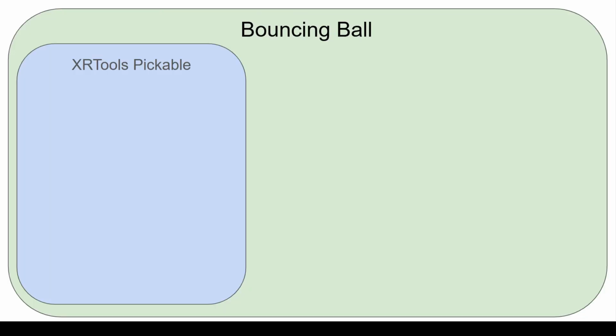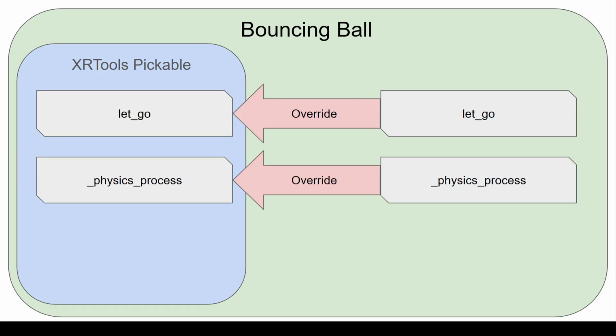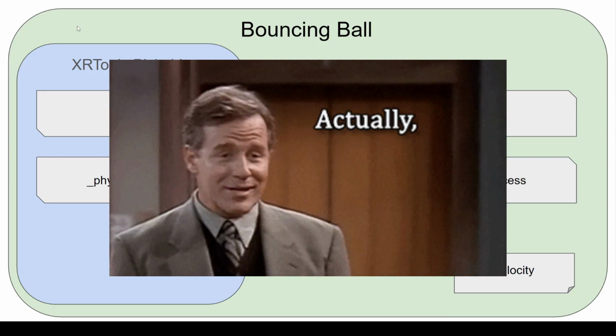Now, there's a couple of functions that I'm going to need to look at in XR Tools pickable, which is let go and physics process. I need some custom behavior that's going to run in these functions instead of what runs in the XR Tools pickable class. So I'm going to override these two functions by defining my own version of these functions inside of the bouncing ball class. And I'm also going to add a variable called velocity to keep track of where I want my ball to be going.